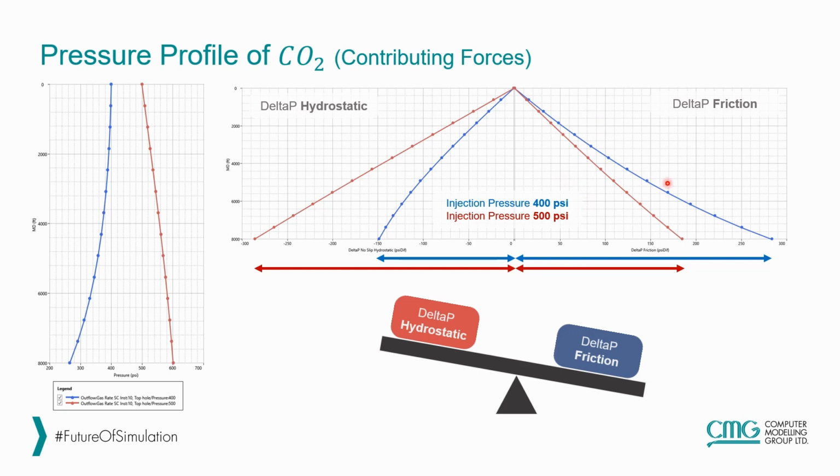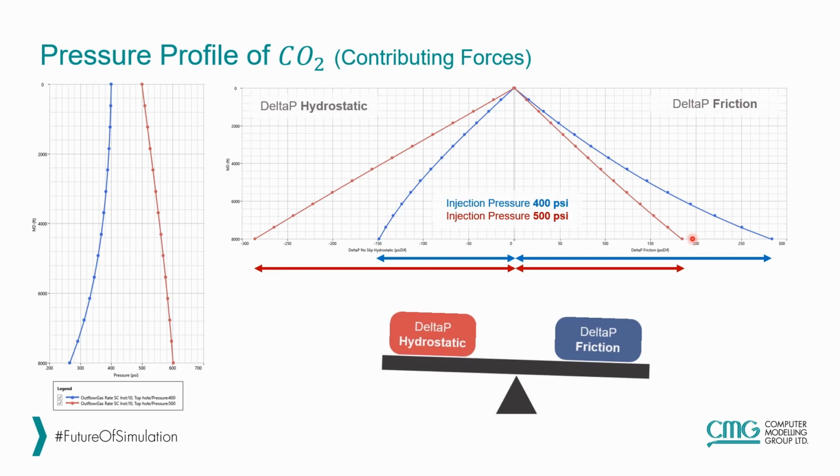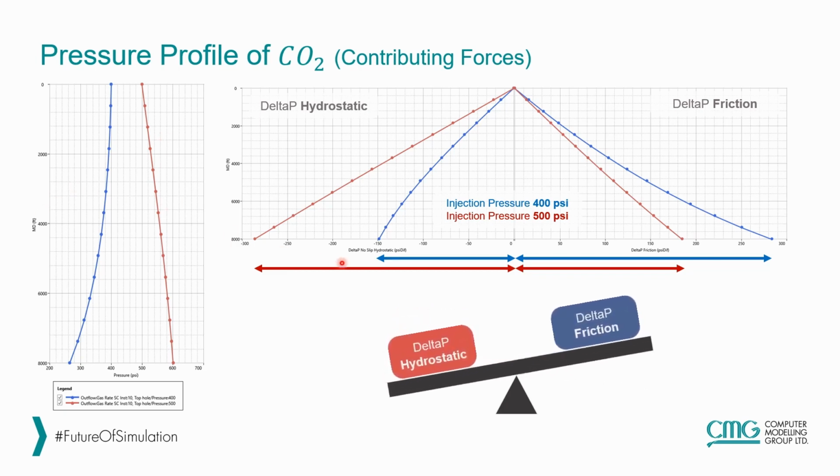So on this plot, on the right hand side, we see the friction, and on the left hand side, we see hydrostatic. If we compare the magnitude of the friction component versus hydrostatic, we see that friction is dominant. So that is why overall the pressure trend is going to be reversed. Whereas in the normal trend, the hydrostatic component is the dominant component. And that is why as we go further down, the pressure is constantly increasing.